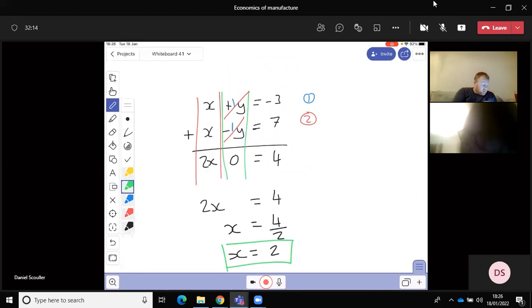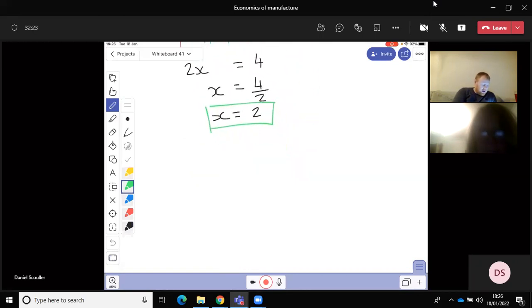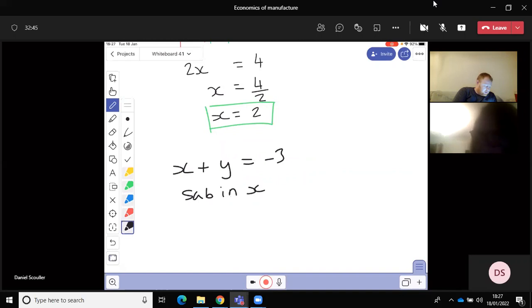So the original equation, x plus y equals negative 3, is the first original one. x minus y equals 7 is the second original. So we can substitute x equals 2 back into that. Wherever there's an x, we can put the number 2. So the first equation was x plus y equals negative 3. So sub in x equals 2.